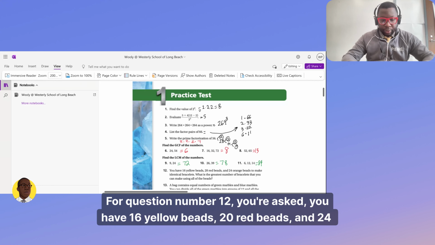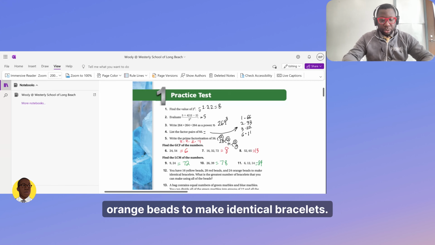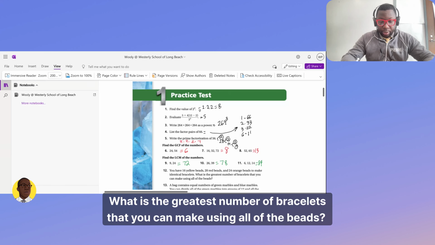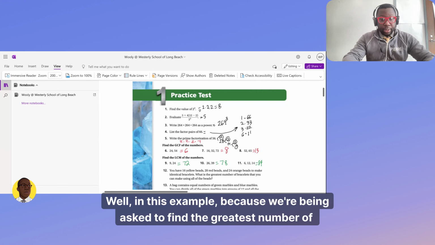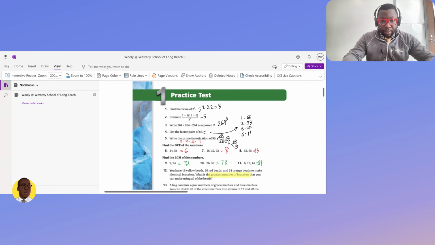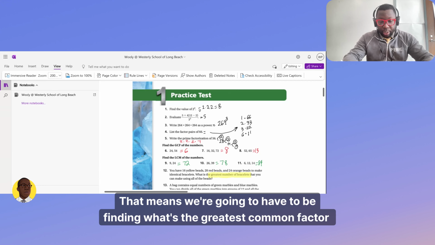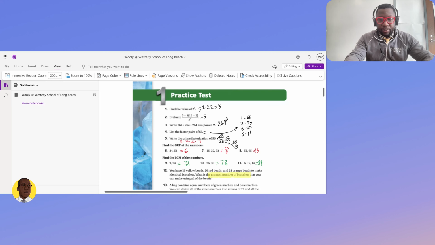For question number 12, you have 16 yellow beads, 20 red beads, and 24 orange beads to make identical bracelets. What is the greatest number of bracelets that you can make using all of the beads? Well, in this example, because we're being asked to find the greatest number of bracelets, that means we're going to have to be finding the greatest common factor between these three values.